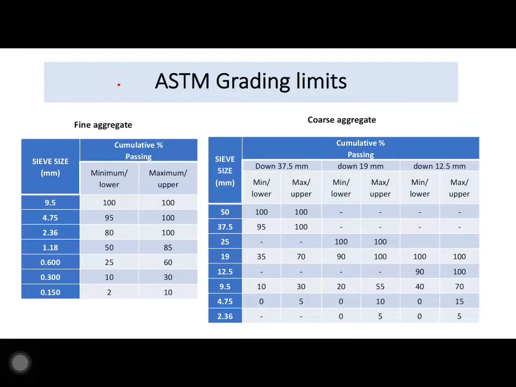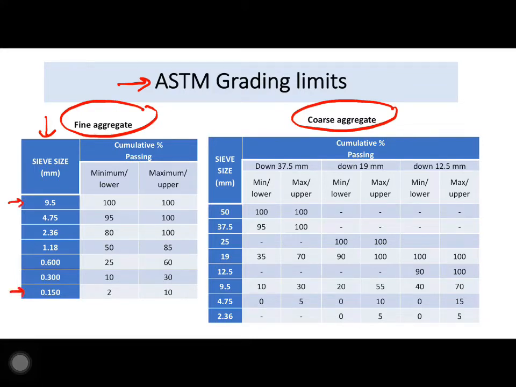Here is the grading limit. This is for the fine aggregate, and this table is for the coarse aggregate. This is the sieve size, and the range of sieve size is from 9.5 mm to 150 mm. And here is the minimum or lower limit, and this is the maximum or upper limit for the fine aggregate. You need to plot both of these data in the graph. So let's say your experimental data lies between these limits, then the specimen sample is good.